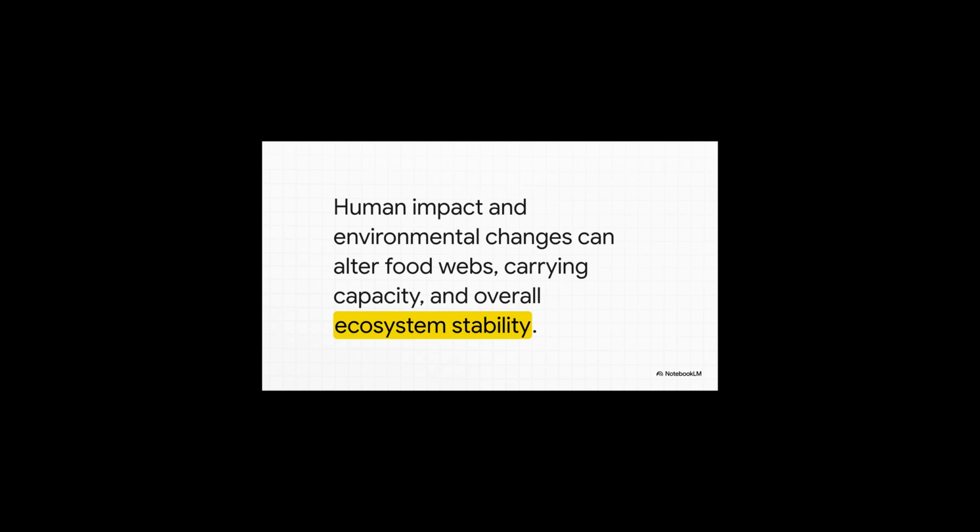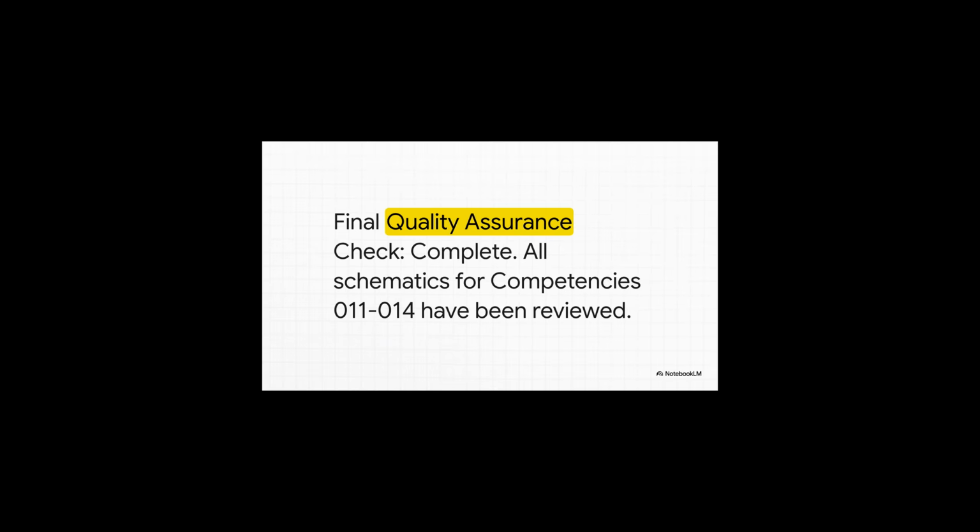What happens when you throw a wrench in the works? System disruptors. Things like climate change or human activity can cause major instability. It's like pulling a thread on a sweater. You can break links in the food web, push the system beyond its limits, and trigger a chain reaction that threatens the whole network. And with that, your briefing on Life Science Competencies 011 through 014 is officially done.